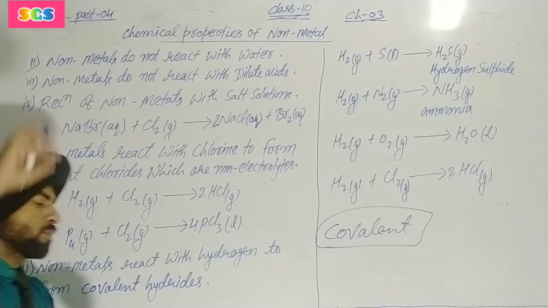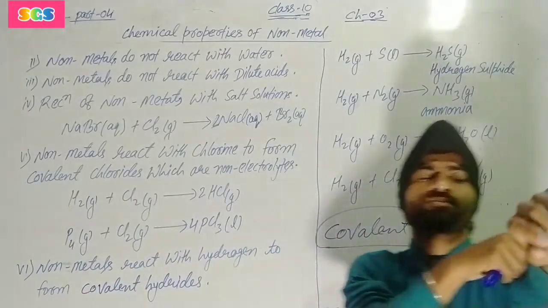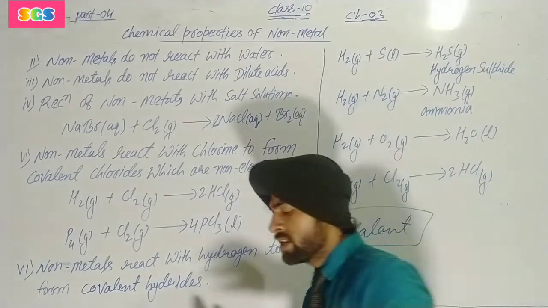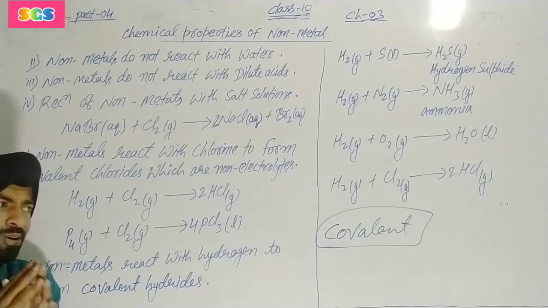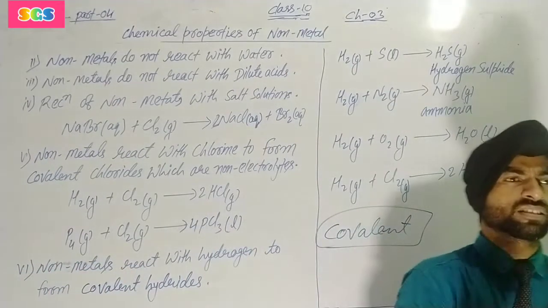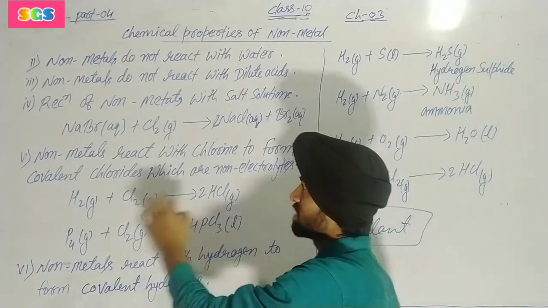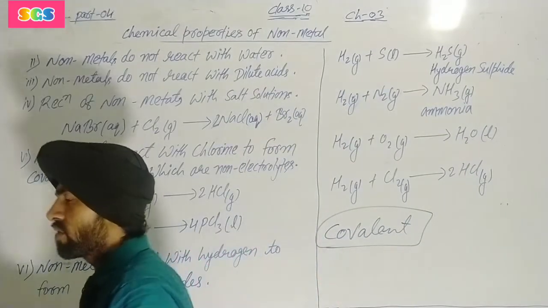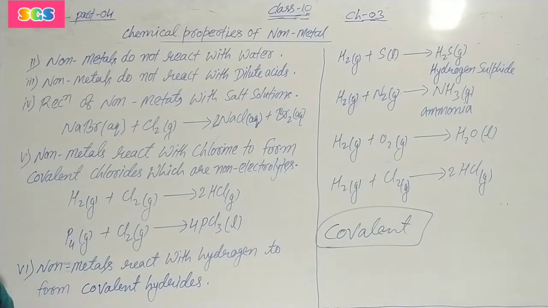Covalent bond is formed as a result of sharing of electrons among atoms. How is a covalent bond formed? When atoms share their electrons, then a covalent bond forms. Here I said that non-metals react with chlorine to form covalent compounds. A covalent compound is the compound which is formed as a result of a covalent bond, that is, as a result of sharing of electrons.